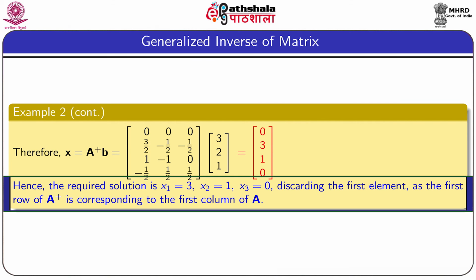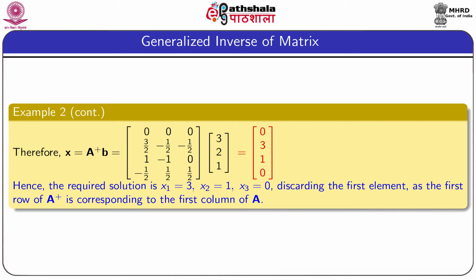Hence, the required solution of the given system of equations is x1 equal to 3, x2 equal to 1, x3 equal to 0. Note that the first element of this column vector is discarded because the first row of A plus is corresponding to the first column of the matrix A. So, this is the final solution, and this solution is obtained with the help of the Moore-Penrose inverse of a matrix.